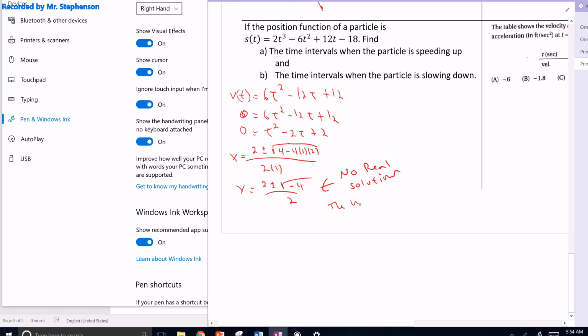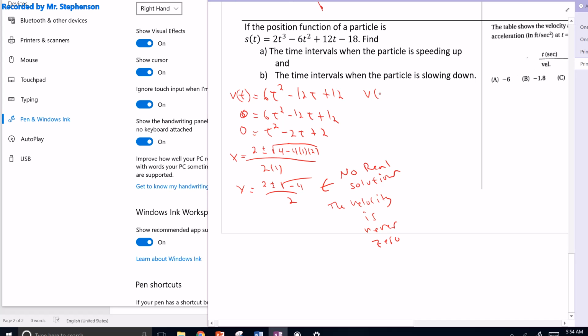So this means that the velocity is never 0. This thing never stops. It never changes directions. Right? So all we really need to figure out is is it going up or going down? Is this thing increasing or decreasing? So just plug in a number, right? Plug in even 0 is fine. Plug in 0 and you're going to get positive.